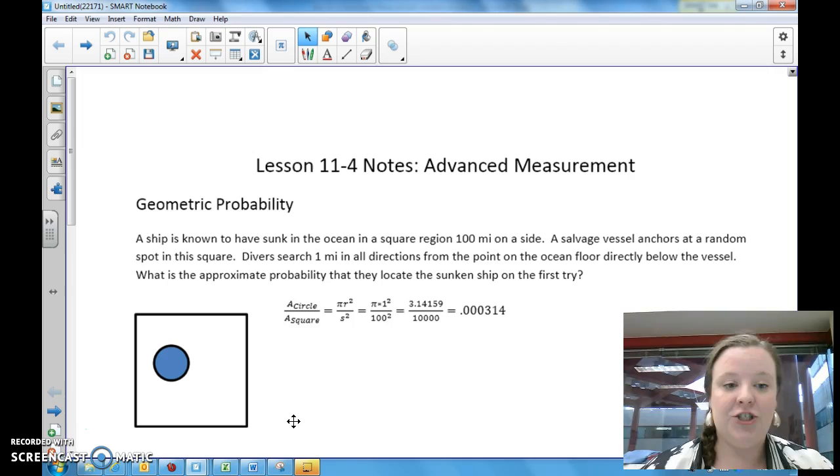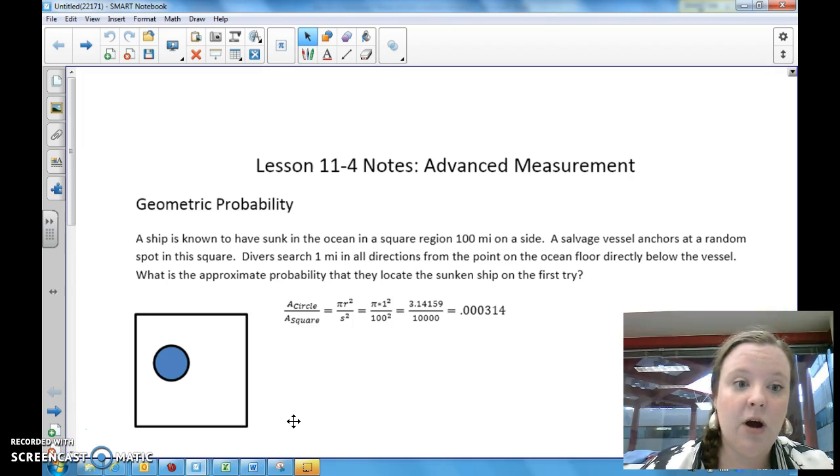Your first question has a ship that is known to have sunk in the ocean in a square region 100 miles on a side. A salvage vessel anchors at a random spot in this square. The diver searches 1 mile in all directions from the point on the ocean floor directly below the vessel. What is the approximate probability that they locate the sunken ship on the first try?